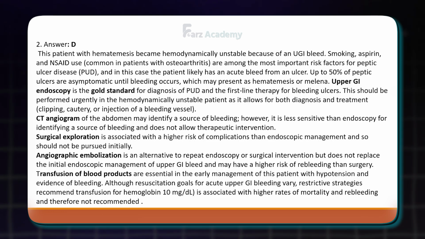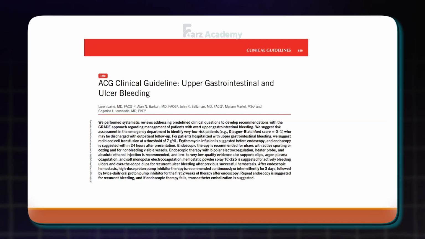Okay, let's move forward. Just a few of the articles you can read on the net. You can get this very nice ACG clinical guideline on upper gastrointestinal and ulcer bleeding. You can read this for upper GI bleed because it is one of the favorite topics of EDIC 1, and you may get 1 or 2 questions on upper GI bleed in your EDIC 1 exam.